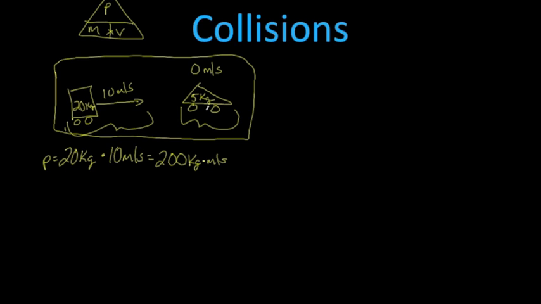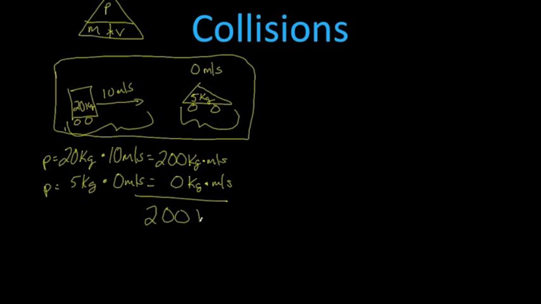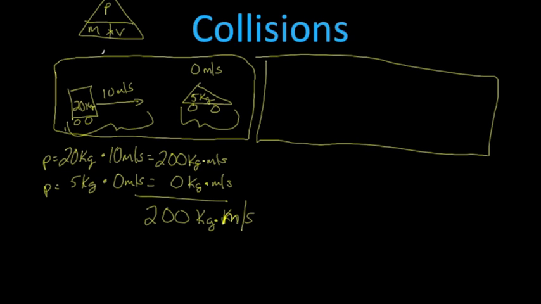The triangle cart's a little bit easier. It's 5 kilograms times 0 meters per second. You know, 5 times 0 equals 0 kilograms meters per second. You add them together, the total momentum of this system is going to be 200 kilograms times meters per second. So after they hit, we have a before the accident, after they hit.